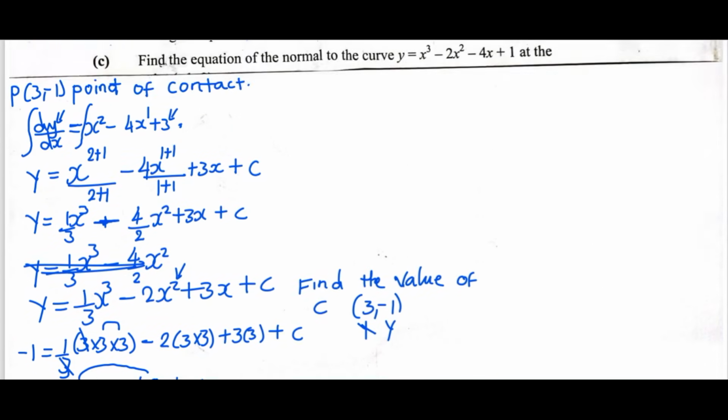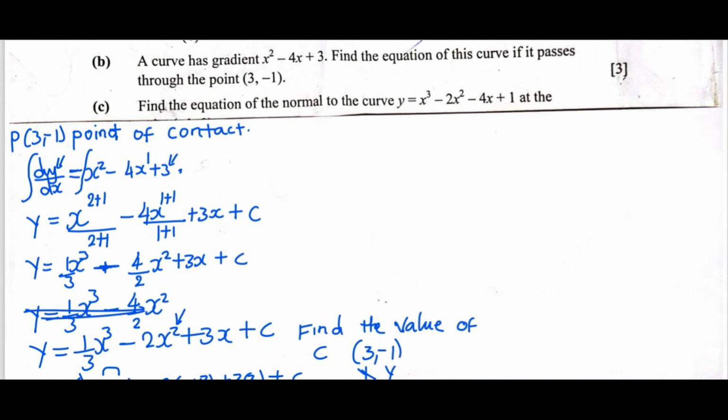Now let's go back to question C. For question C, we want to find the equation of the normal to the curve y = x^3 - 2x^2 - 4x + 1 at the point. I forgot the point is (-1, 2) according to my past paper here.